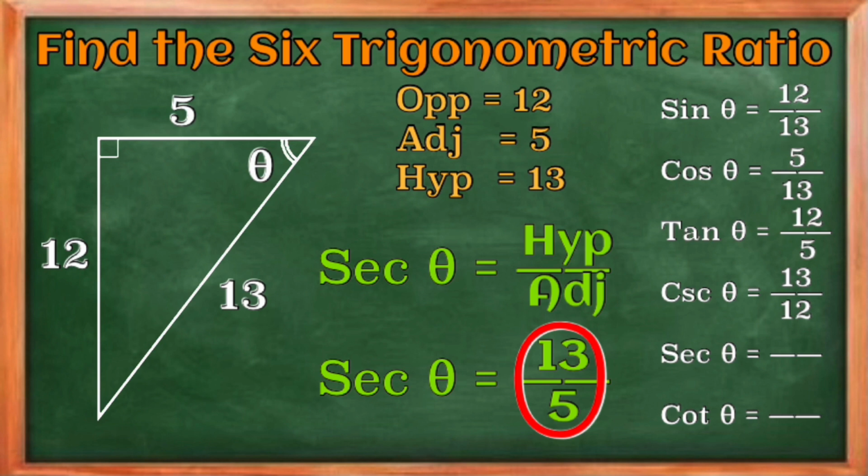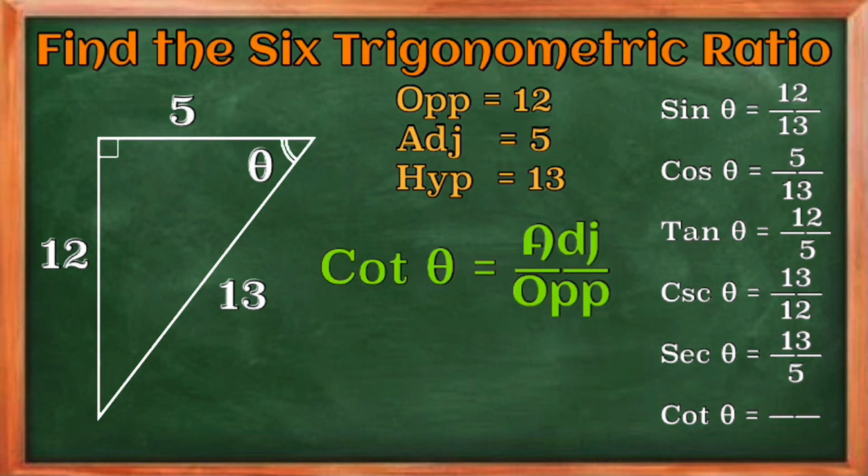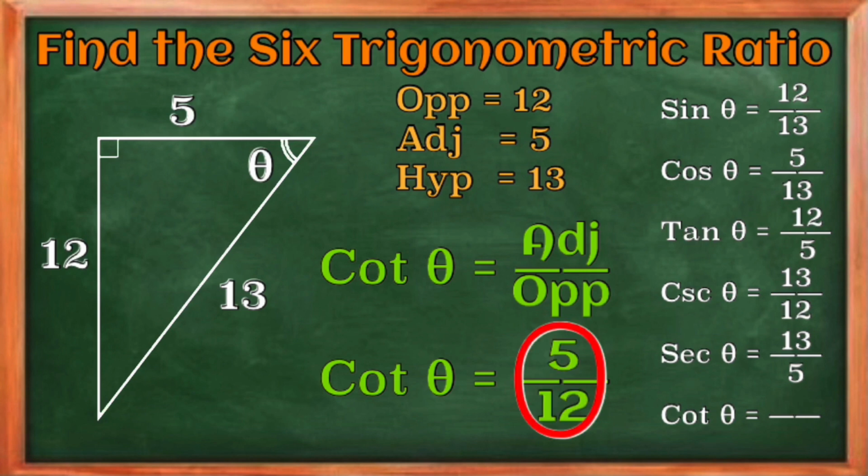And the last one, we have the cotangent theta. Cotangent theta is equal to adjacent over opposite, and adjacent side is equal to 5, opposite side is equal to 12. Therefore, our cotangent theta is equal to 5 over 12.